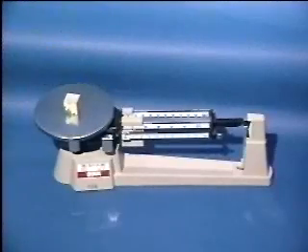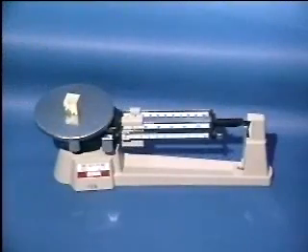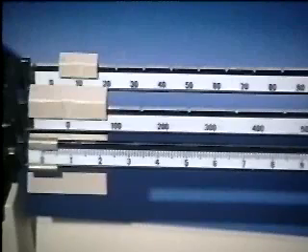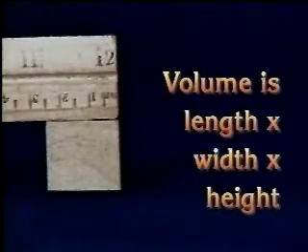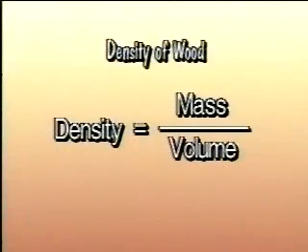The density of this piece of wood can be determined by measuring the mass and volume of the wood. The mass is 10 grams. Volume is equal to length times width times height. Each side of the cube of wood is 2.5 centimeters, so here is the calculation. As you can see, the volume is 15.625 cubic centimeters. Density is equal to mass divided by volume.